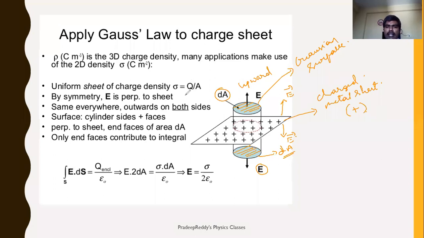Okay. So as we know, the charge density through this particular metallic sheet, sigma is equal to Q by A. This is already known to you. And electric field is uniformly distributed through this metallic sheet.